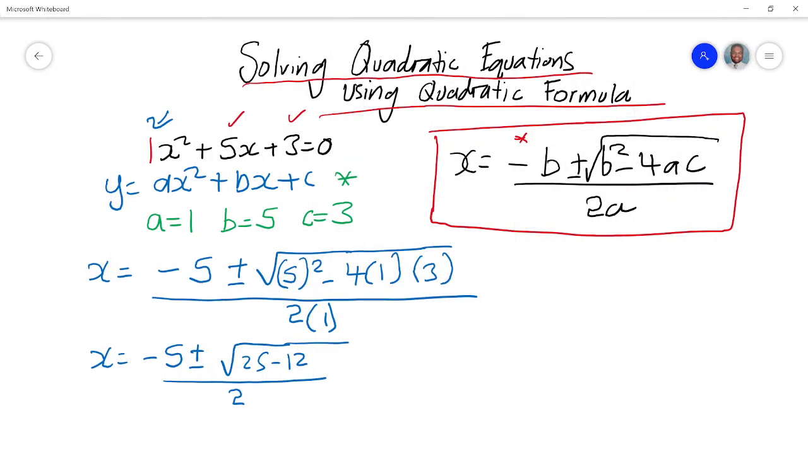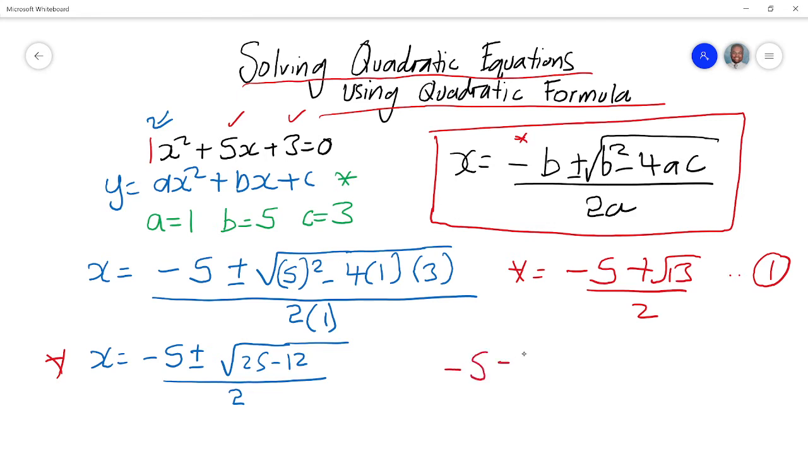So we now have literally two values of x. Okay. Now, if this was a non-calculator based exam, you would express the answers like this. I'm just going to put an asterisk just to show you. So that's going to be negative 5 plus root 13 over 2. So that's one value of x. So I'll just put 1 here. Or you will have another value of x, which is negative 5 minus root 13 over 2.